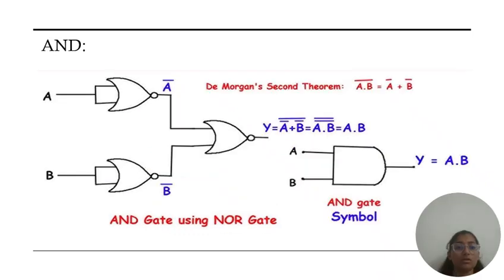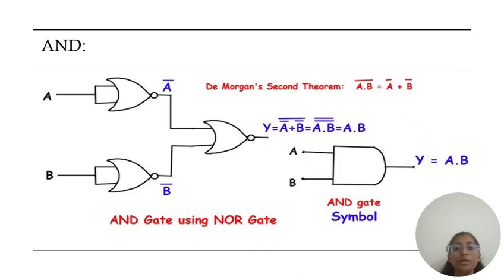Now let us see our AND gate using NOR gate. To represent our AND gate using NOR gate, we are going to use 3 NOR gates. Here, A and B are taken as inputs, and for A, the first NOR gate gives the output A bar, and for B, the second NOR gate gives B bar. On taking A bar and B bar as inputs to the third NOR gate, we get the equation y equals A bar plus B bar whole bar.